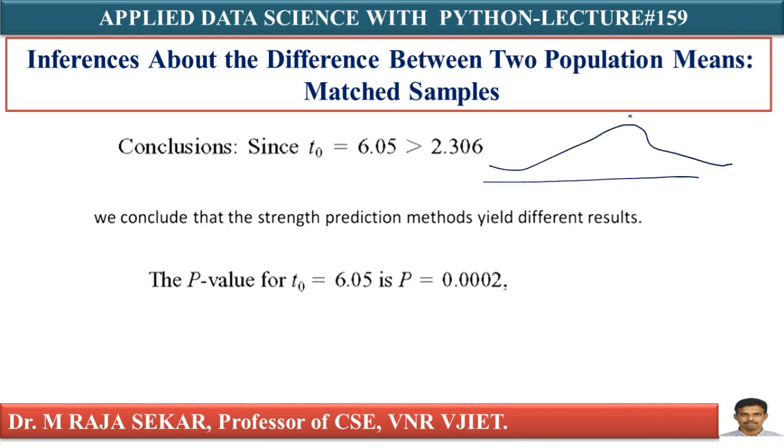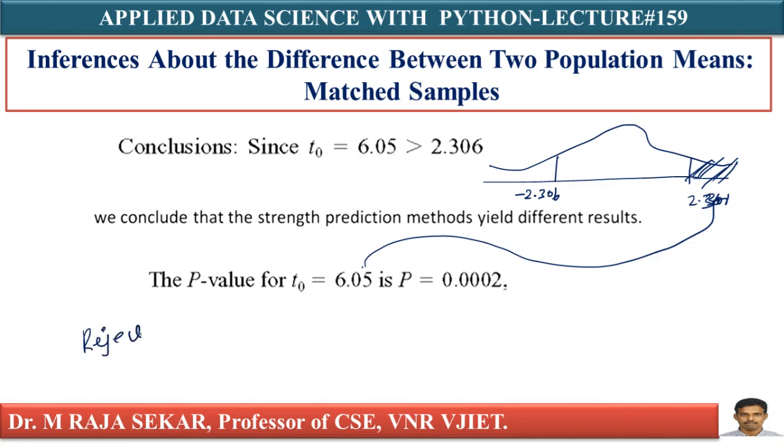This is my t distribution curve. The left side one is minus 2.306. The right side one is plus 2.306. Your calculated t is 6.05, which means it is to the right of 2.306. That is the critical region. If it is in the critical region, what is your conclusion? Your conclusion is to reject the null hypothesis. Reject null hypothesis means reject H naught, isn't it?